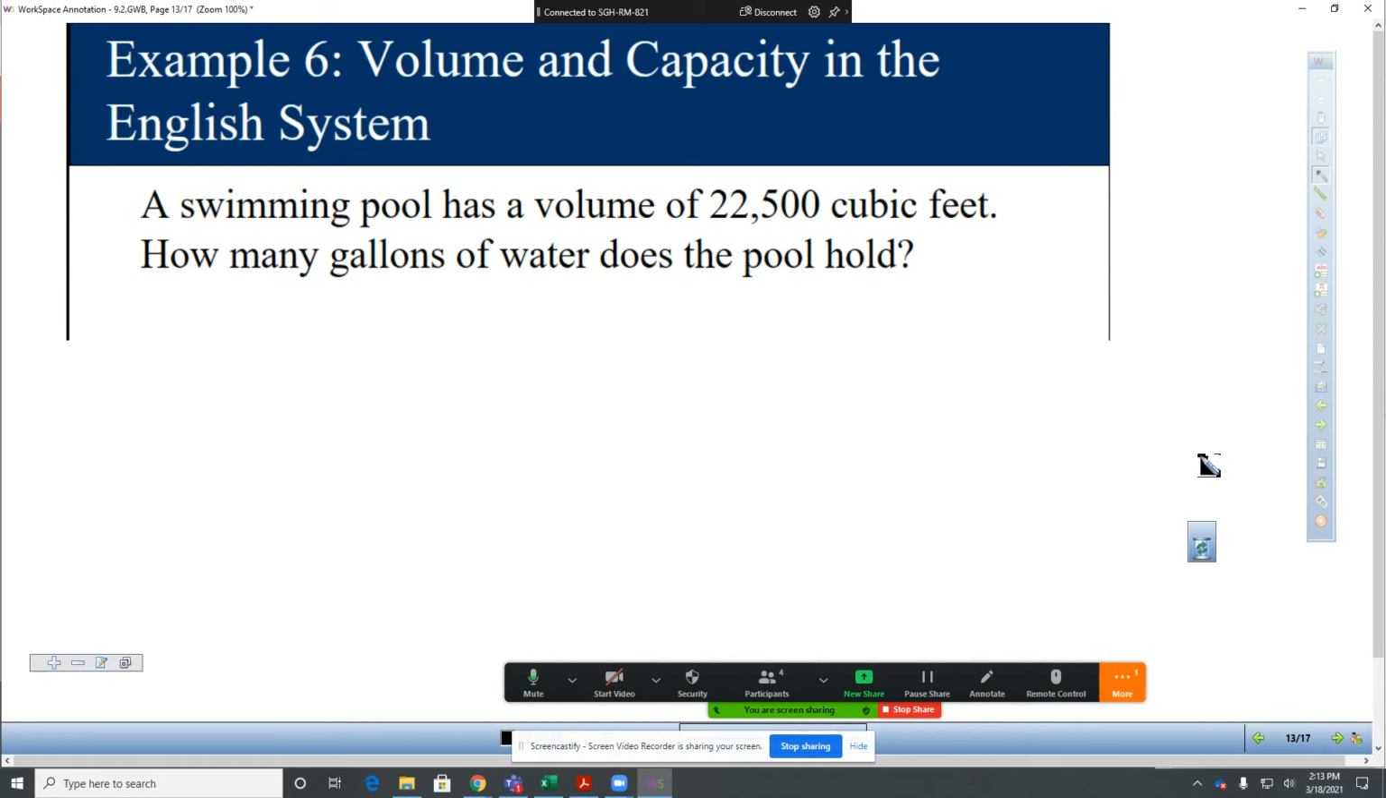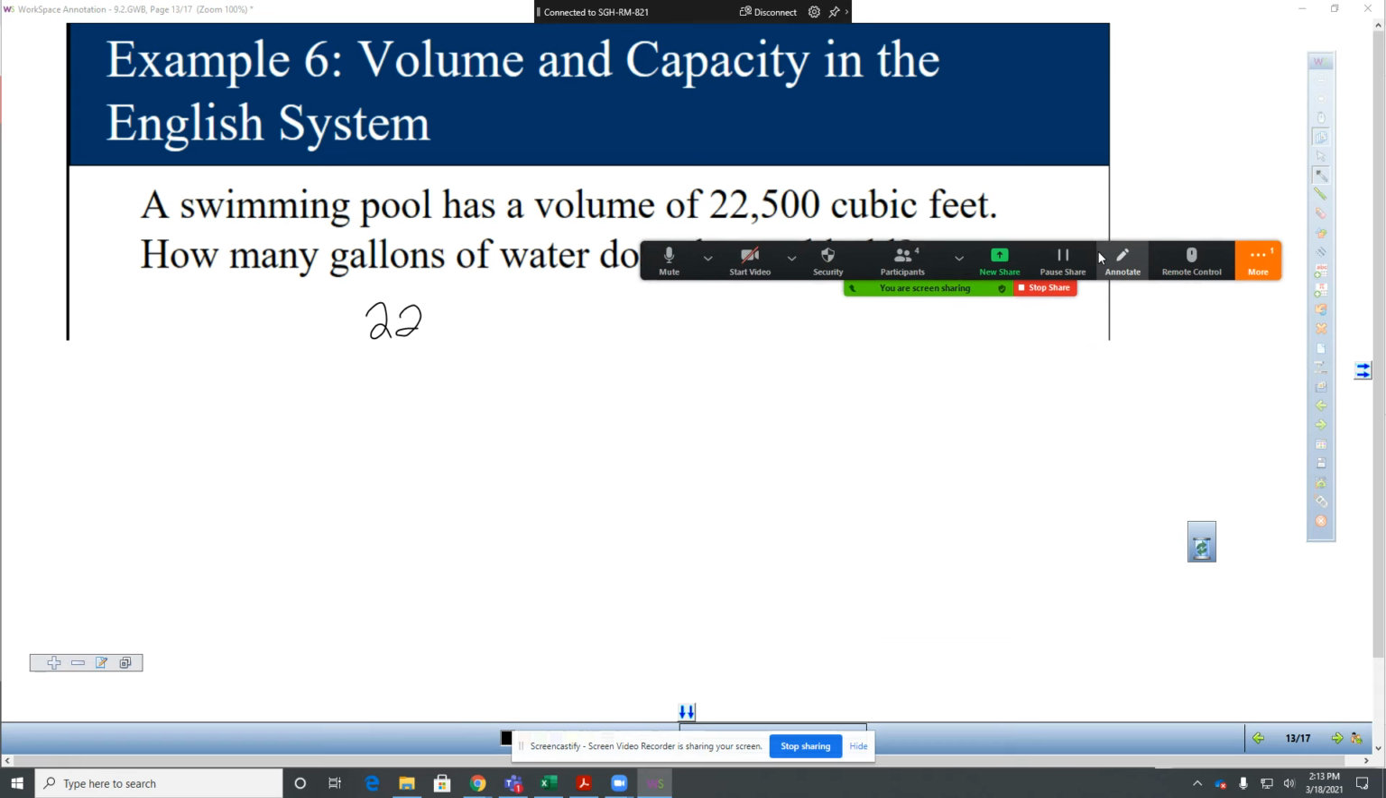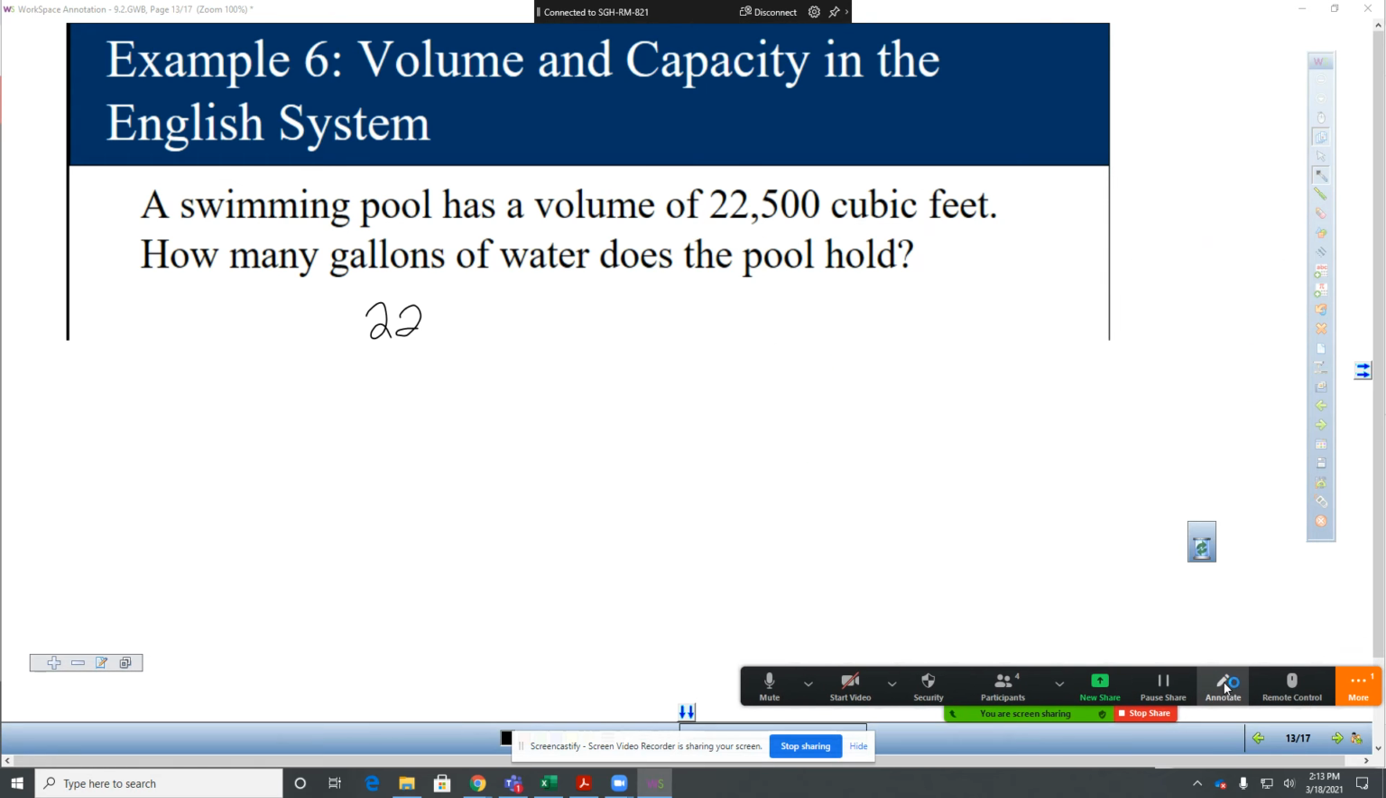So we're starting with 22. How do I make that thicker? I forget. I think it's down here somewhere. No, I guess not.